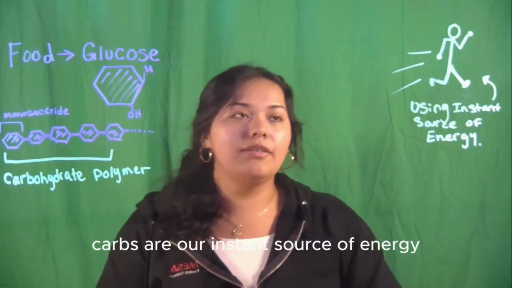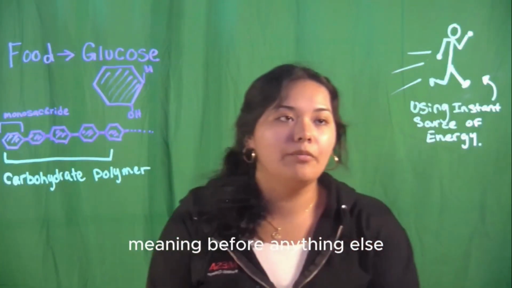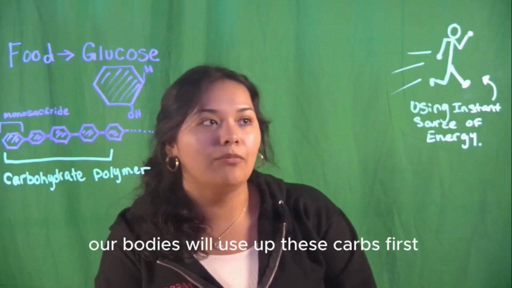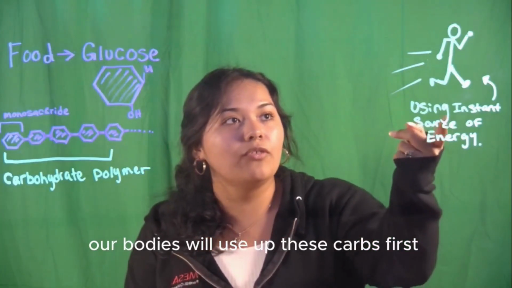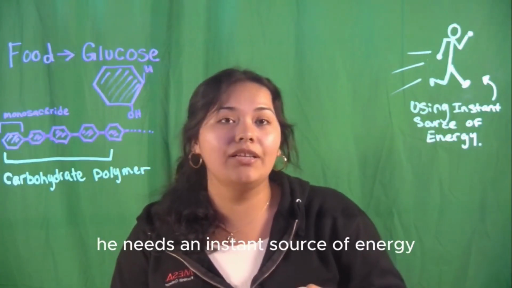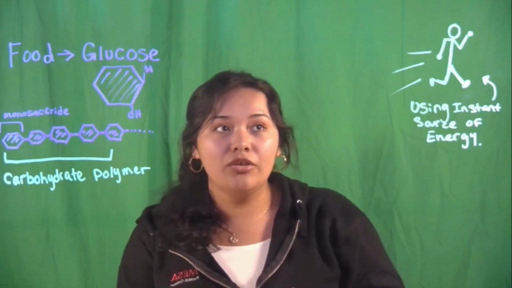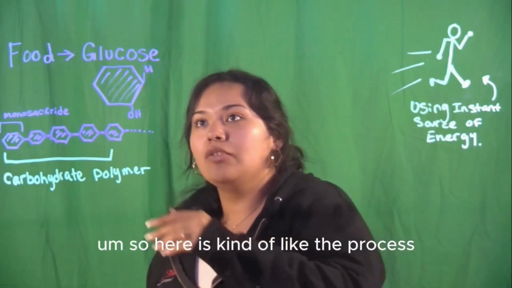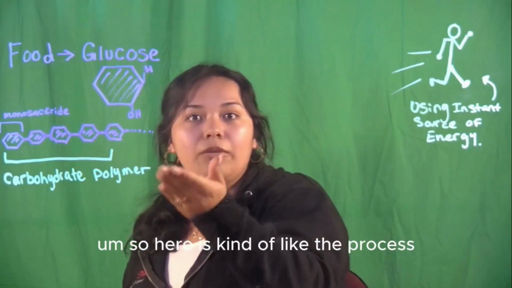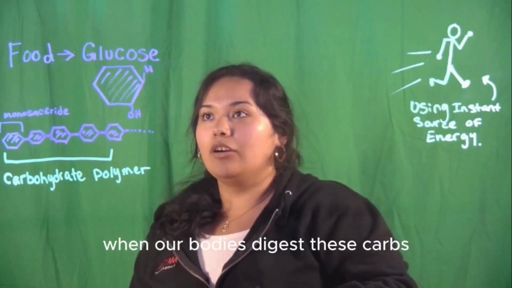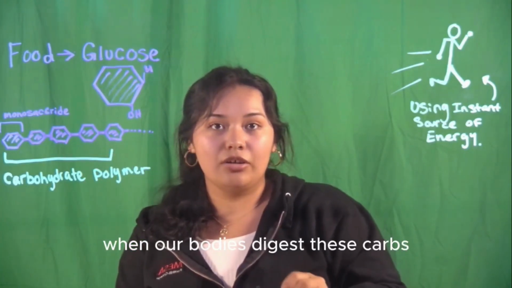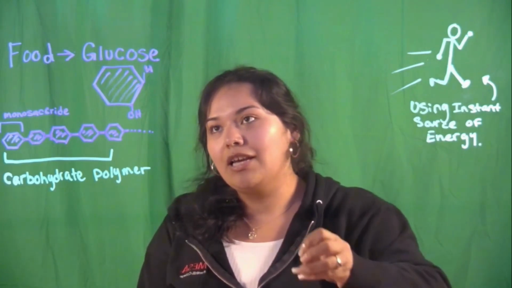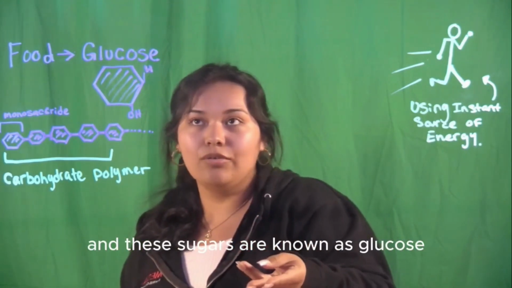Carbs are our instant source of energy, meaning before anything else, our body will use up these carbs first. For example, this man that's running, he needs an instant source of energy to be able to do this action. So here is kind of like the process. When our bodies digest these carbs, they turn into sugars, and these sugars are known as glucose.